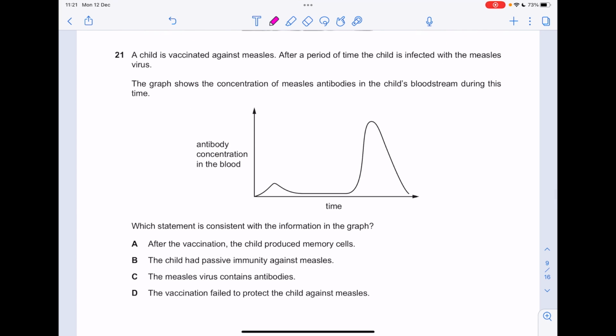A child is vaccinated against measles. After a period of time, the child is infected with the measles virus. The graph shows the concentrations of measles antibodies in the child's bloodstream during this time. So we can see with the vaccination, you've got memory cells being produced here, which means that by the time the child gets infected, the memory cells are producing a huge number of antibodies much sooner and in much larger quantity. So this vaccine is behaving exactly as we want it to.